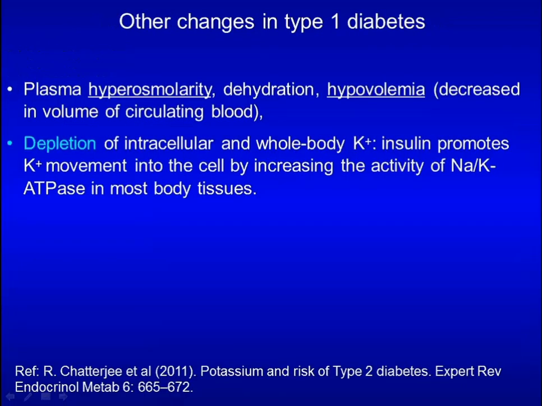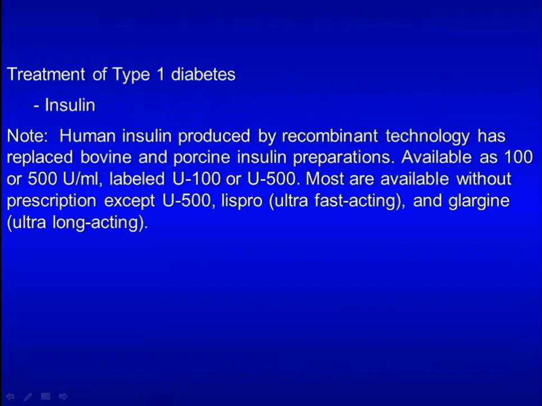Other changes in type 1 diabetes include hyperosmolarity, dehydration, hypovolemia, and depletion of intracellular and whole body potassium. Patients with type 1 diabetes depend on insulin. Now, human insulin can be produced by recombinant technology.